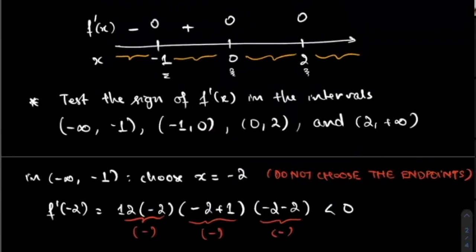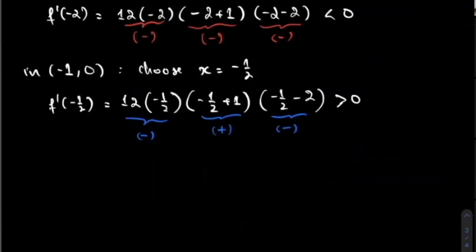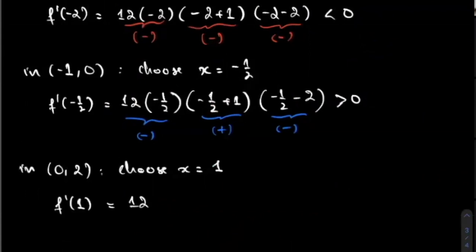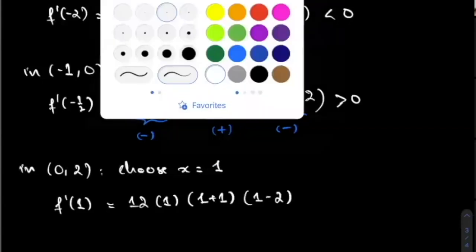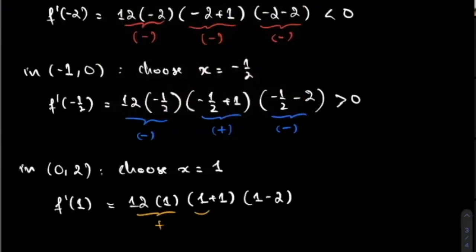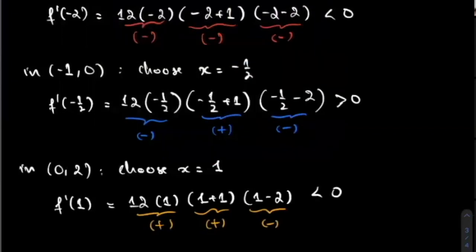And you do the same for the last two intervals. In 0 to 2, I choose x equal to 1. So what is f prime of 1 equal to? 12 times 1 times 1 plus 1 times 1 minus 2. This factor is positive and this one is negative. Therefore, in this interval, f prime is negative.